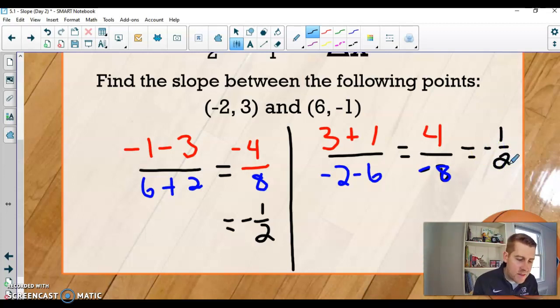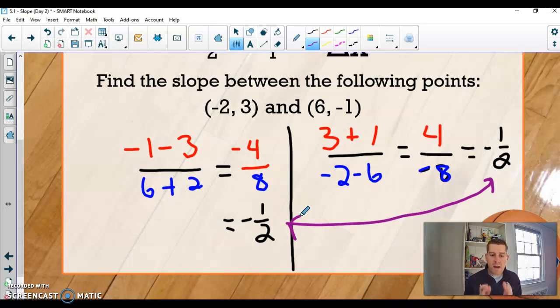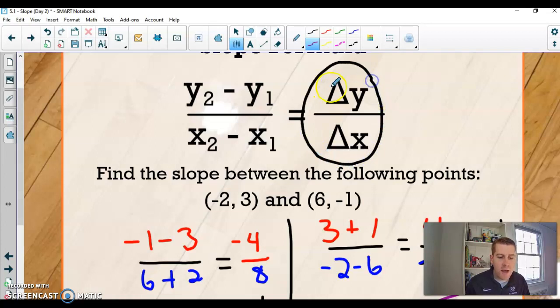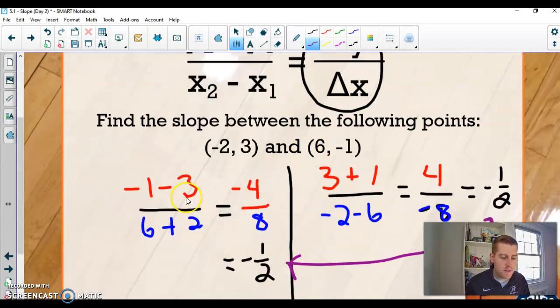So you notice we get the exact same slope. We still get the same thing. We have to be careful to keep it in order. What I want to make sure you know is that this is what you should be remembering right here. Slope is change in y. The triangle, that's the Greek symbol, that's delta, and we use that to represent the phrase change. So change in y over change in x. Y values up top, x values on the bottom.